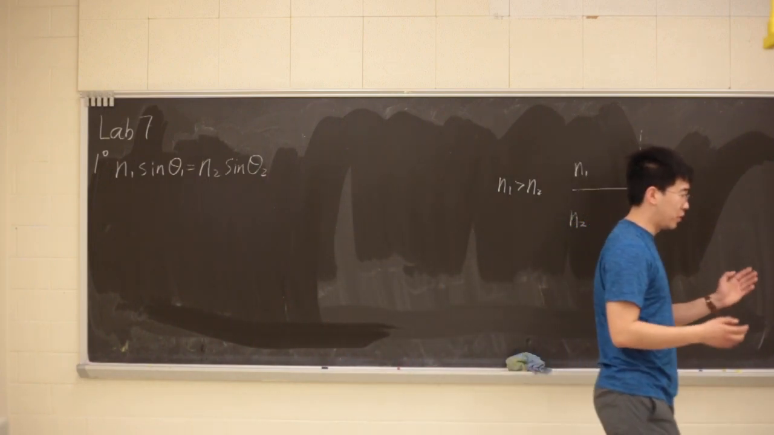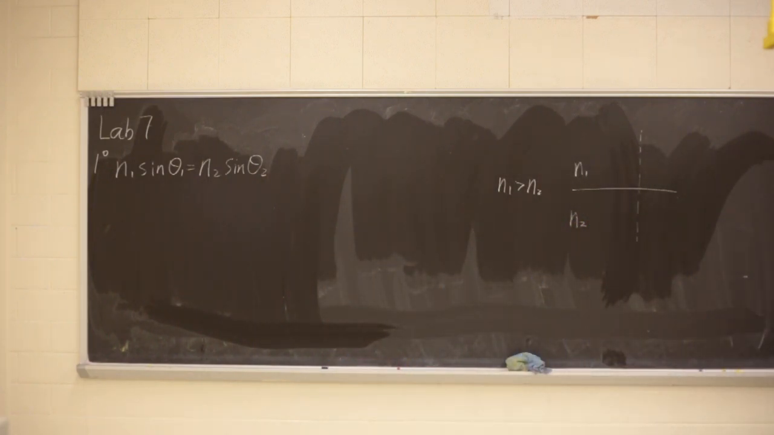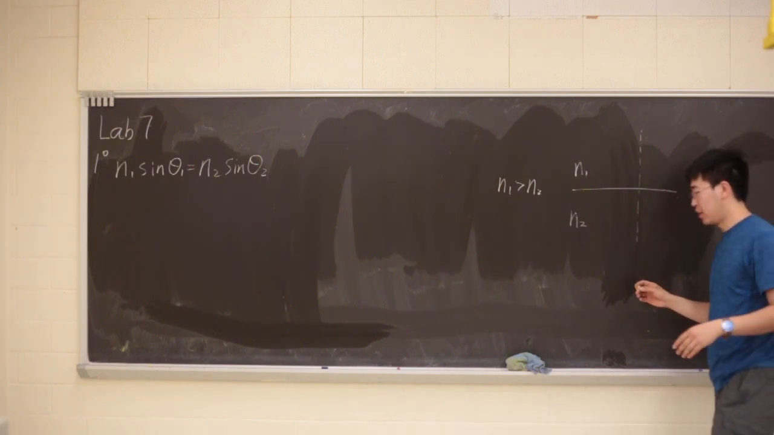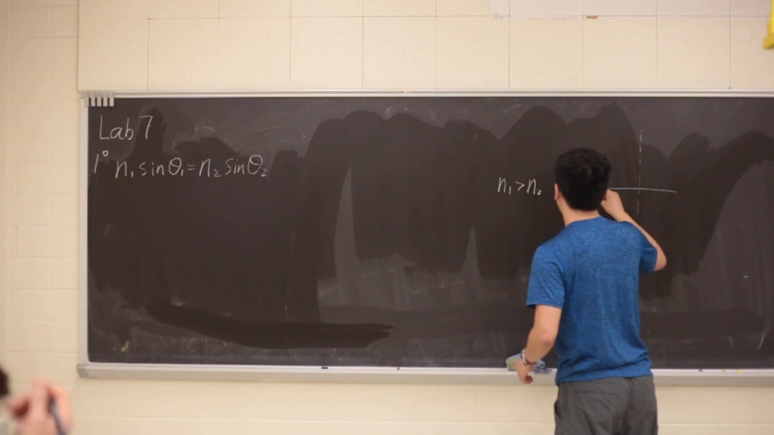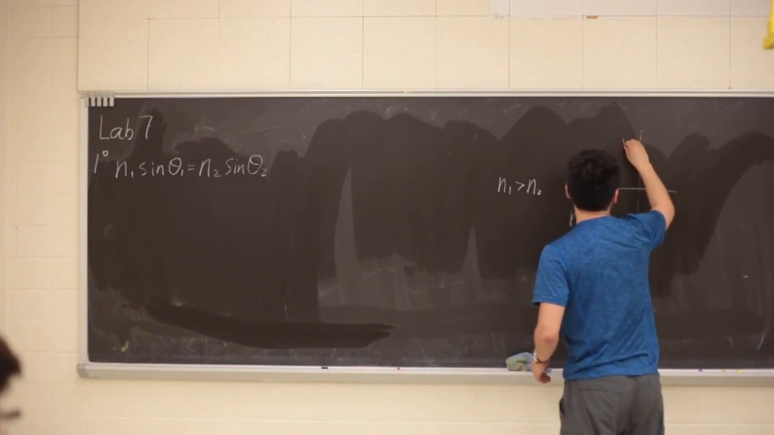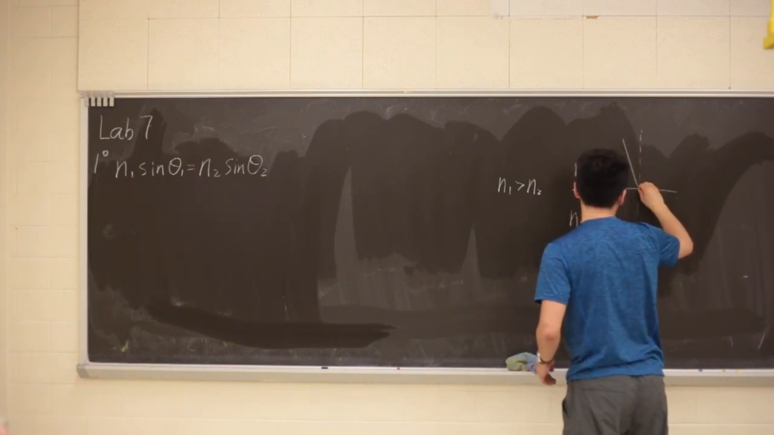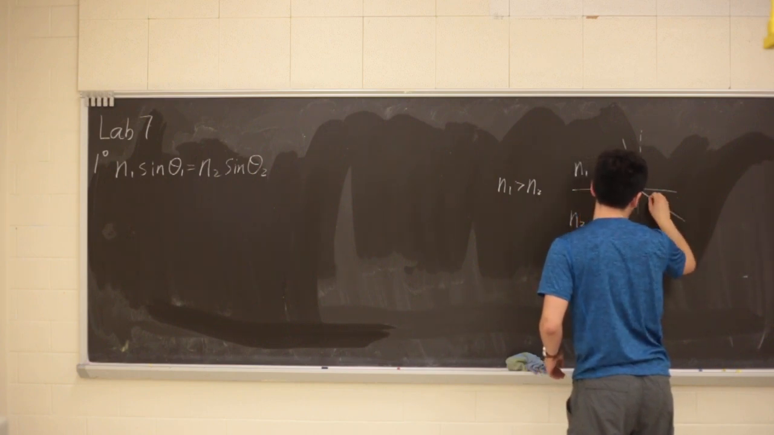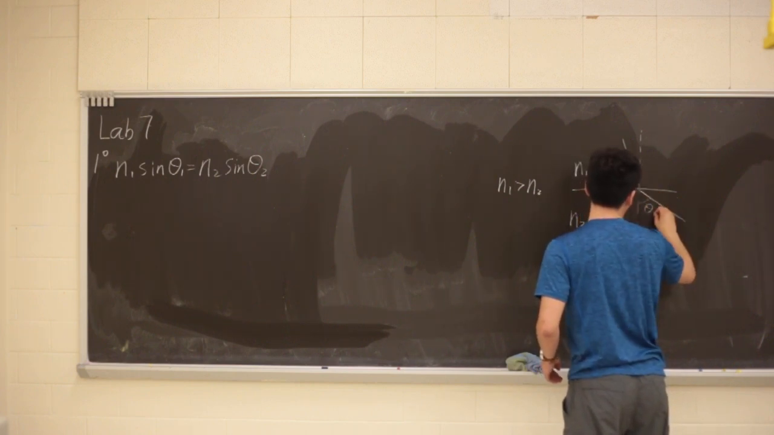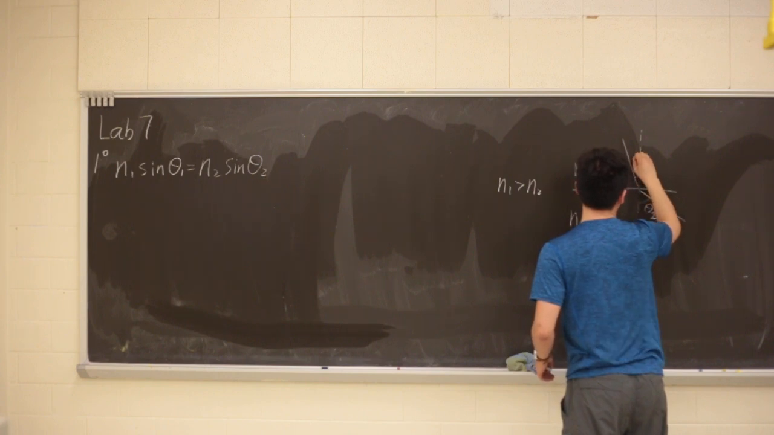Only increasing between the domain of 0 degrees and 90 degrees. So that means you have a smaller angle for theta 1 and bigger angles for theta 2. Oh, theta 2. Theta 1.